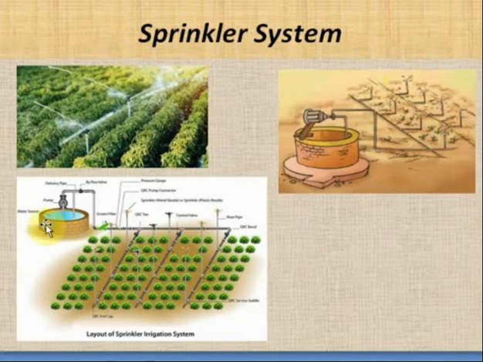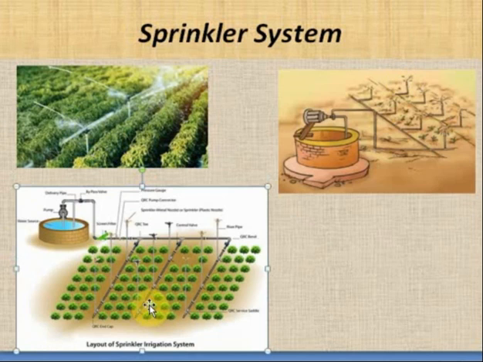So you can see here in this diagram we have a pump that pumps the water to the pipes, and then these pipes sprinkle the water to the crops, and this helps to provide water to the crops.